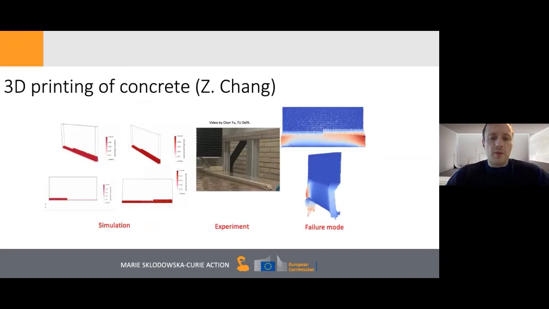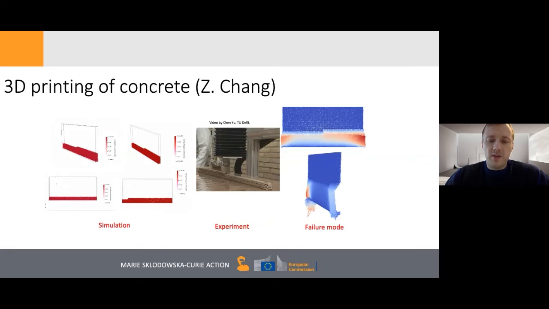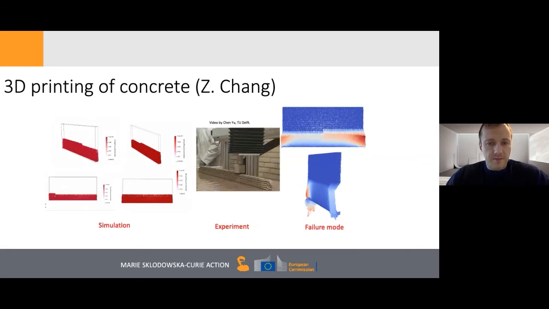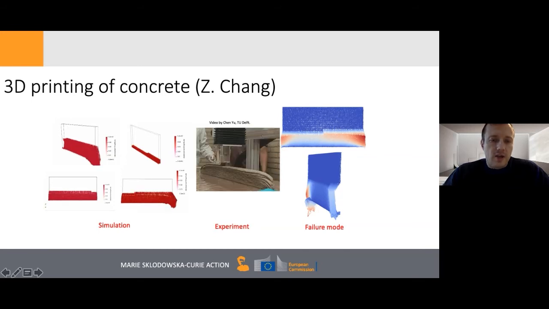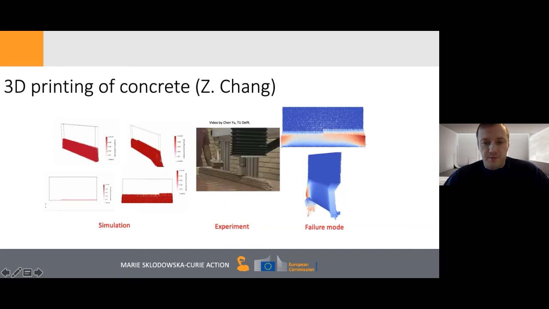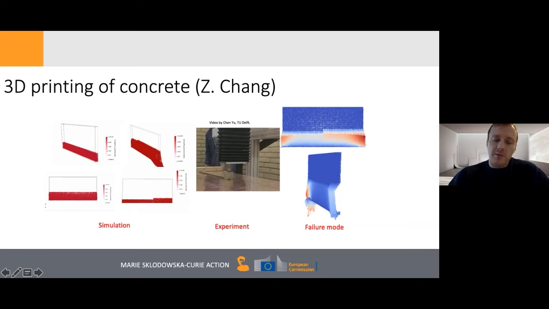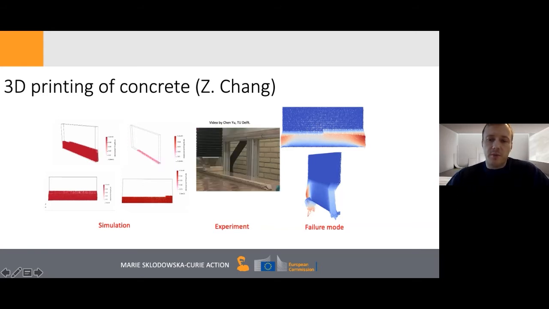So he was also able to simulate a different type of experiment in which you have elastic buckling as a result. So here we have an experiment where you print a 3D printed wall by placing consecutive layers on top of each other, and you do the same in a simulation. And typically he was able to obtain the same failure mode as in the experiment. So we're still working on the model, but it's showing quite some promising results at the moment.